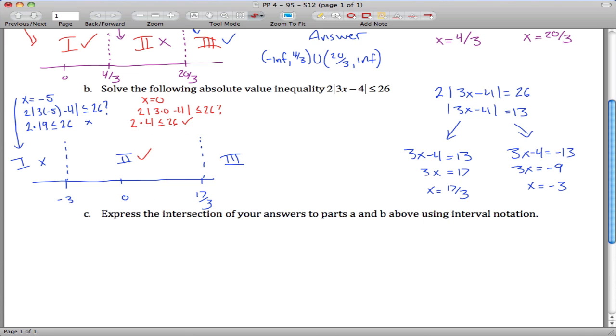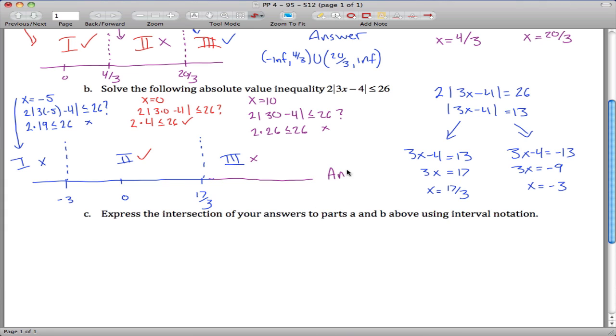So these guys work. And finally, over here in region 3, a number bigger than 17 thirds, which is a little less than 6. Let's let x equal 10. So what we have is 2 times the absolute value of 3 times 10, 30, minus 4. Is that less than or equal to 26? Well, let's see. The absolute value of 30 minus 4 is 26. And 2 times 26 certainly is not less than or equal to 26. This is 52. So that does not work. So these are not solutions.